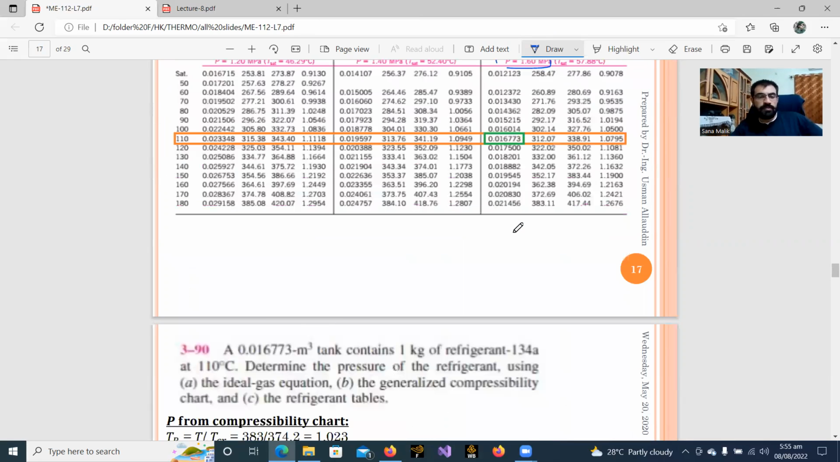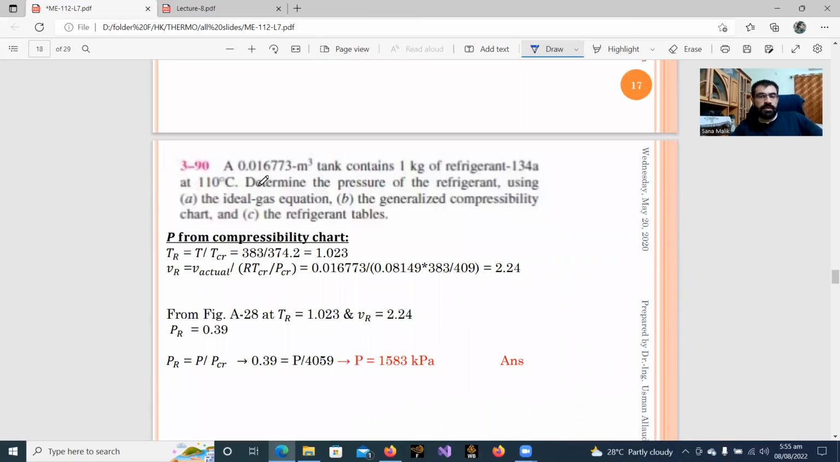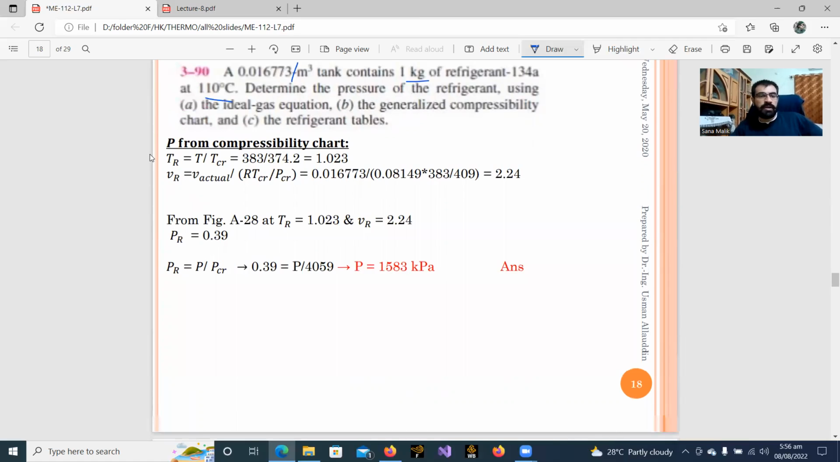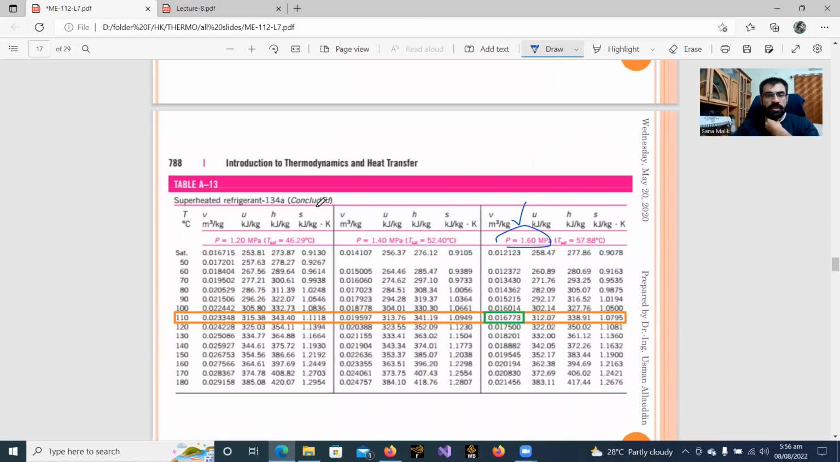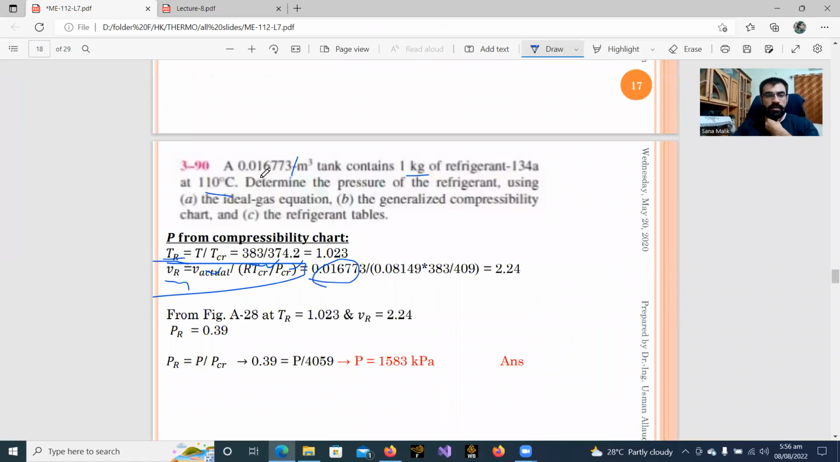Since the one meter cube tank contains 1 kg, it will become specific volume per kg. Temperature is given. Okay, this is the same problem. Now we will find T reduced and V reduced. There's an expression: V reduced is equal to V actual over RT critical over P critical. You know T critical, P critical, R, and V actual. This is V actual, we calculated from the table.